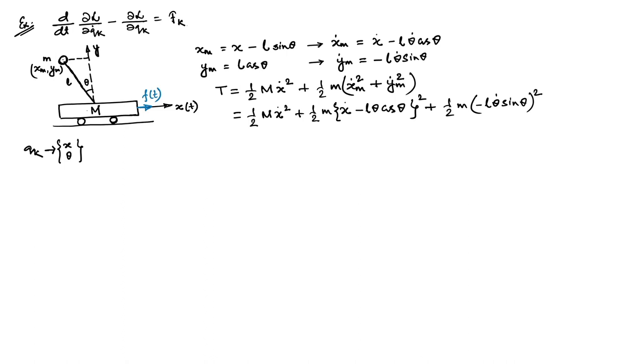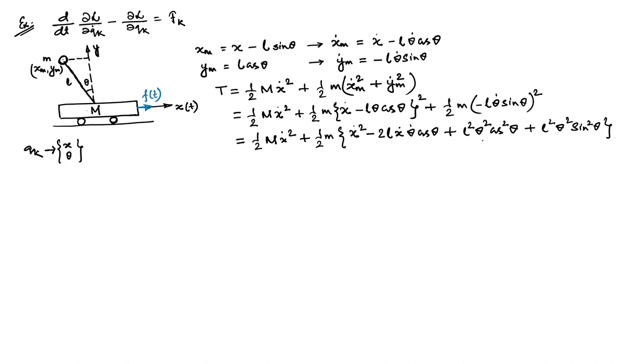So, if we simplify this expression, ultimately what we will get is half M x dot square plus half m within bracket we have x dot square minus twice l x dot theta dot cos theta plus we will have l square theta dot square cos square theta, plus from this term also we will have l square theta dot square sin square theta. And then obviously, we can simplify this term if we take l square theta dot square common.